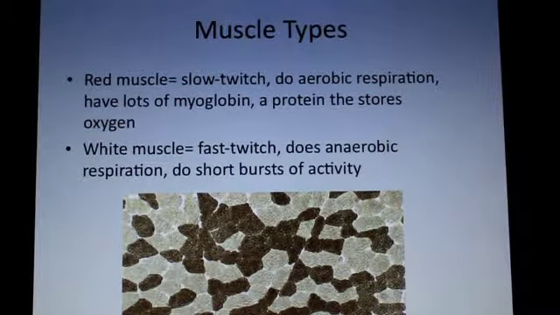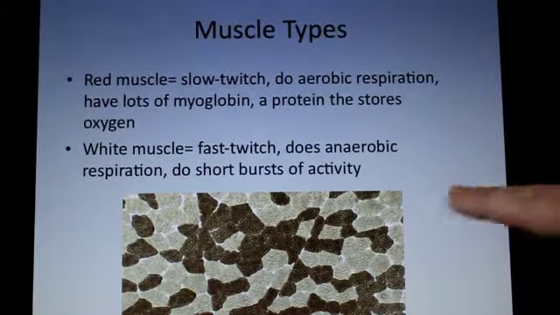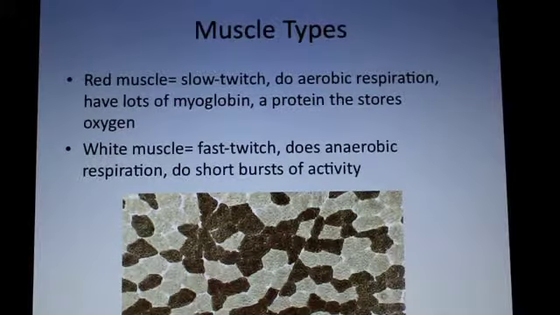So in the human body, and in the fish body or the bird body for that matter, we have two main kinds of muscles, red muscles and white muscles. Red muscles, which are these here, are also called slow twitch muscles. They perform aerobic respiration. They have lots of myoglobin, which holds oxygen. Myoglobin is a protein that stores oxygen. So that helps it with the aerobic respiration.